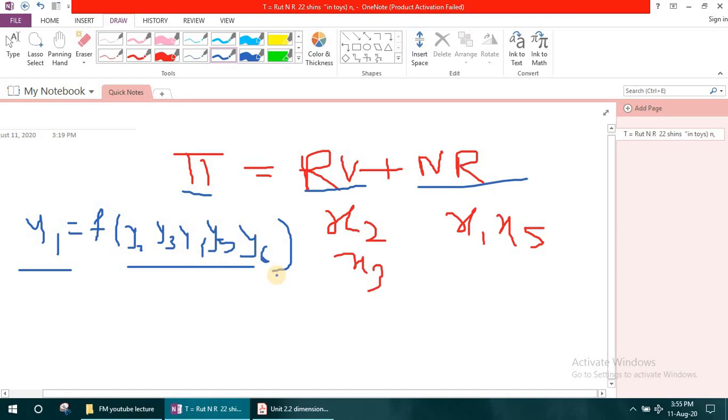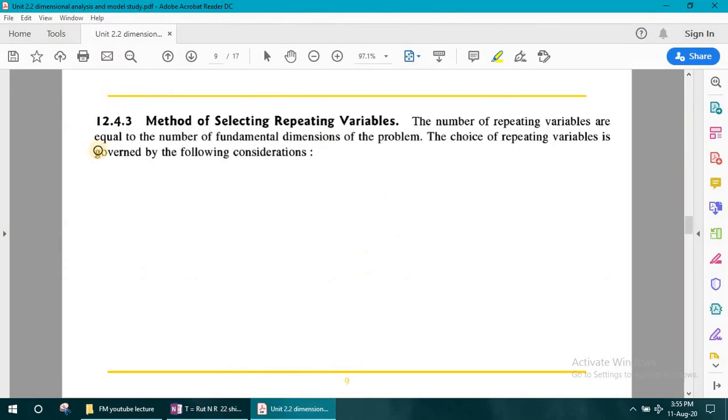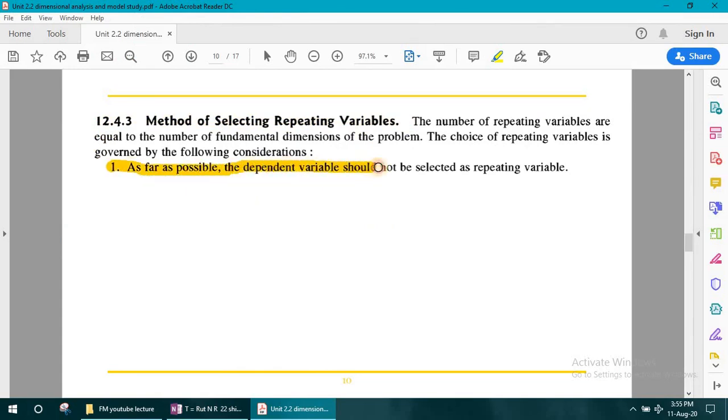Then Buckingham's pi theorem has rules which determine which variables should be repeating and which should be non-repeating. Let's understand these rules. Methods of selecting repeating variable. What is the method to select the repeating variable? Number one, as far as possible, the dependent variable should not be selected as a repeating variable.